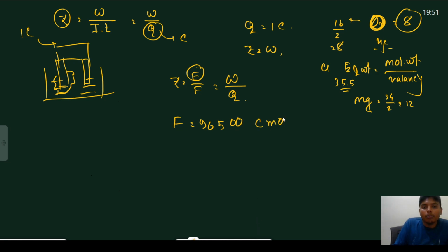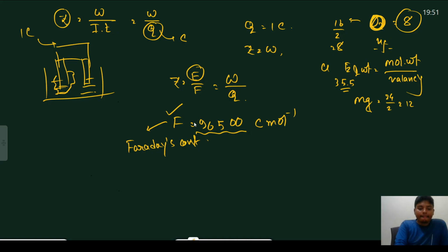96500 coulomb per mole. What is this? This is nothing but how much charge 1 mole of electrons has. That is known as F. F is known as Faraday's constant. Understood this thing? Yes or no?